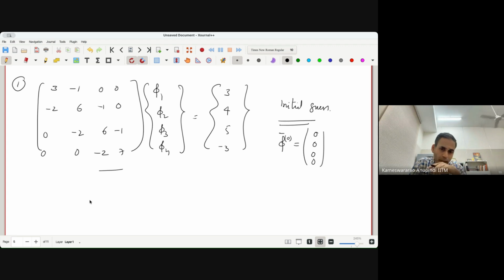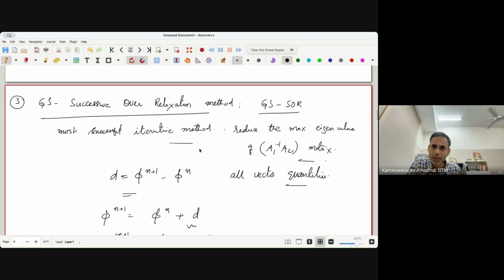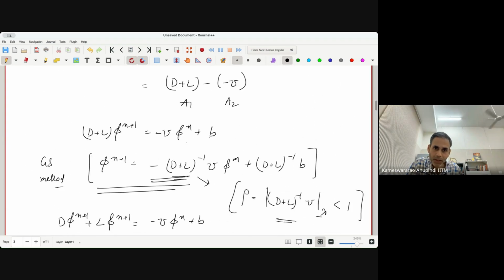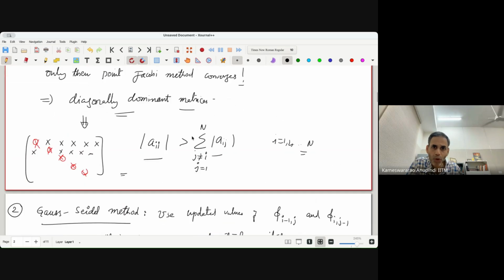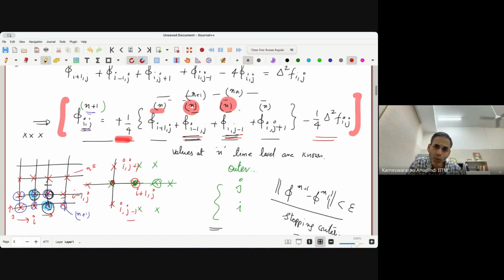Okay, before I do that, let me just tell one more thing. What we realize is that in the point Jacobi method, because it uses old values, only the n values, we need to maintain two separate storage, right? That means we need to maintain two arrays, the phi array at n, and the phi n plus 1 array, because it needs to refer to the nth values until all the n plus 1 values are computed.